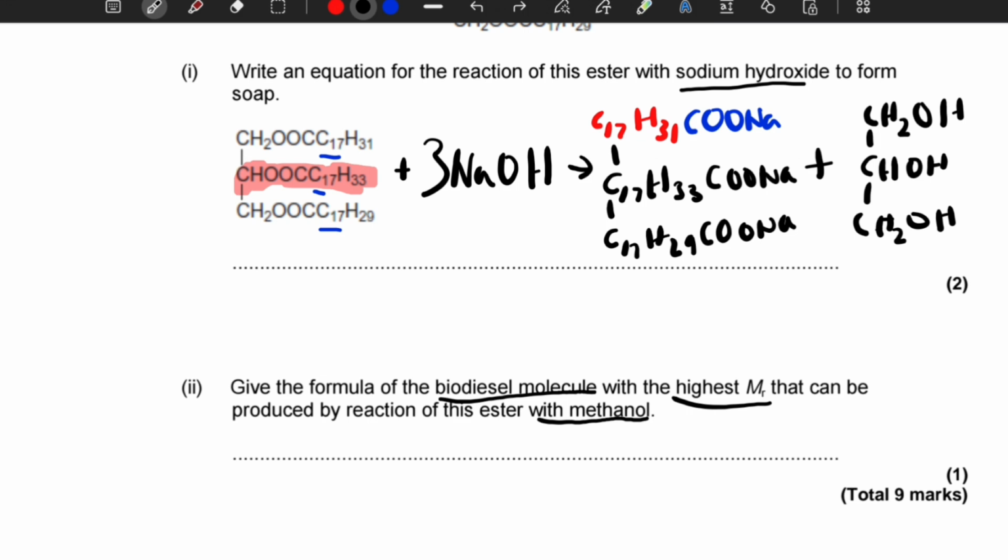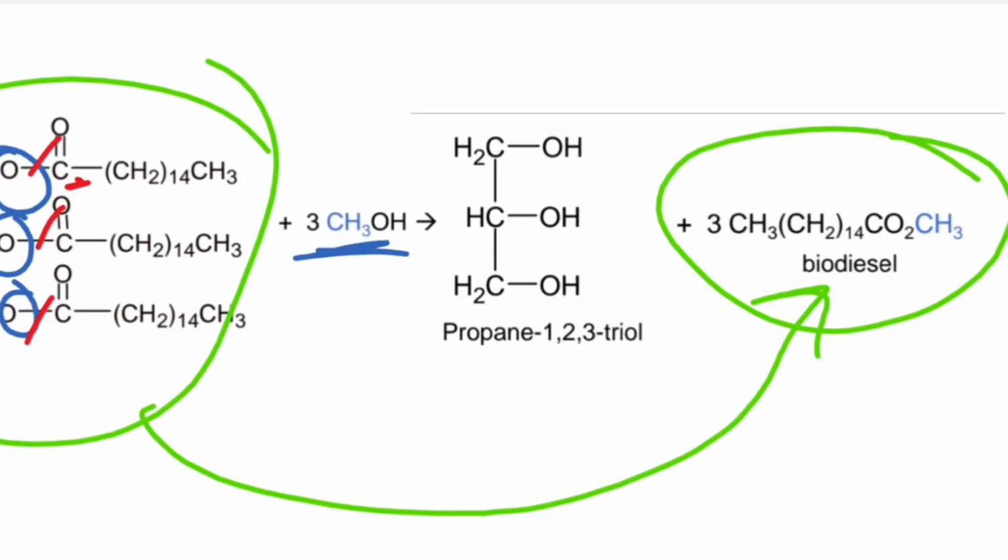But remember, guys, it reacts with methanol. So, big clue when you write it in reverse, okay? Basically, you'll have C17H33COOCH3. Did you guys get that? The reason why it's CH3, let me go back to the last model I showed you. Guys, look.